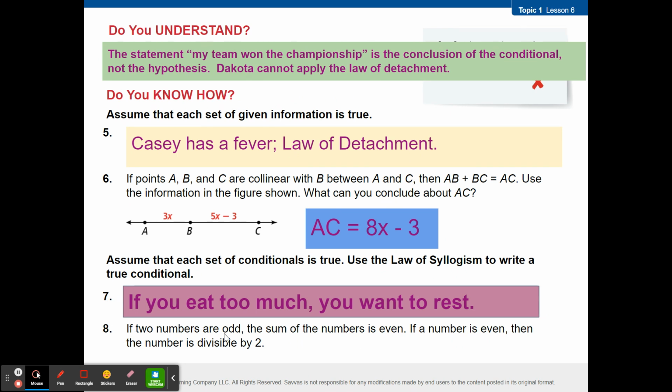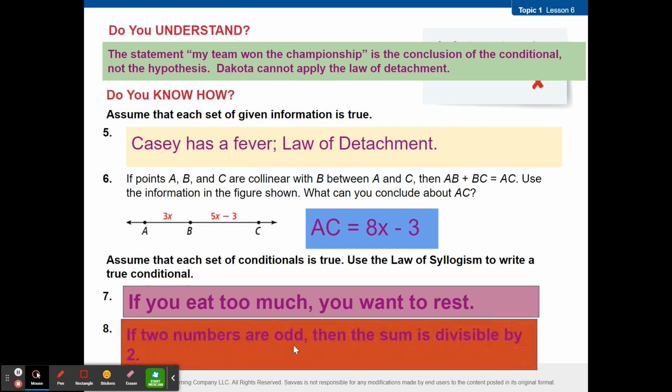If two numbers are odd, the sum of the numbers is even. If a number is even, then the number is divisible by 2. Ireland, what did you get for this one? Perfect. If numbers are odd, then the sum is divisible by 2.